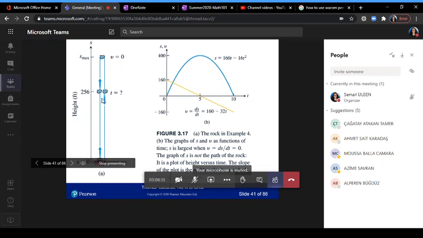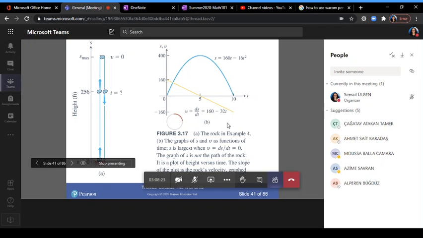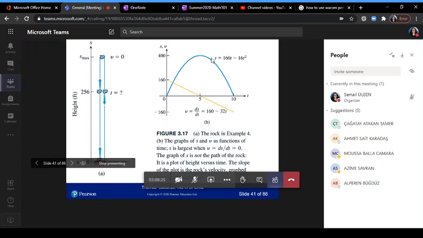Okay, the question was probably at what time t it's going to be at a height of 250 feet. That's the question, I believe. What is given? We are given the position function s is 160t minus 16t squared. This is the s function, and in the v function, v is the yellow color.